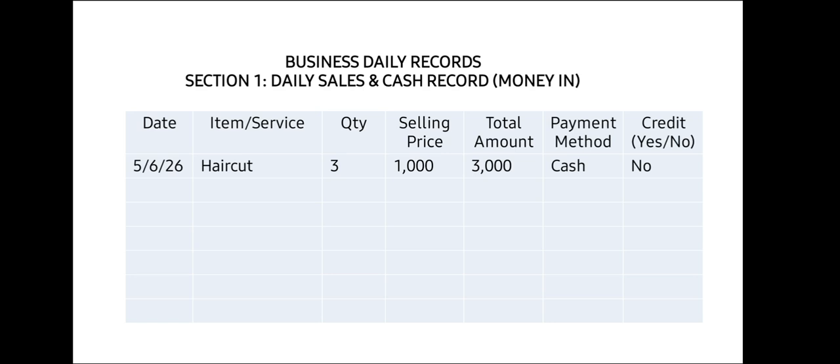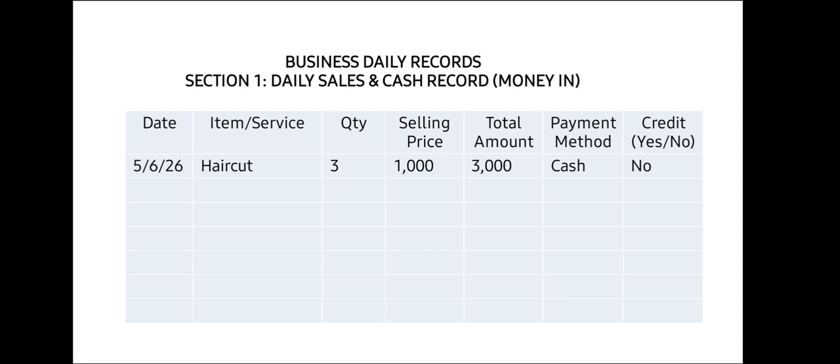Date, the day of the sales. Item and services. Sometimes it can be items that you're selling or services you are rendering. This has to do with what you sold, for example, sewing, haircut, rice, and wedding. QTY means what? Quantity. How many items or how many services? Selling price, that is price per item or service. Total amount gives you your quantity multiplied by your price.